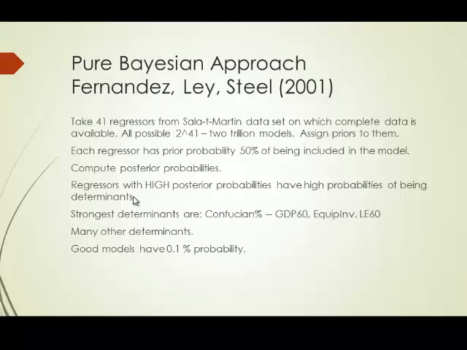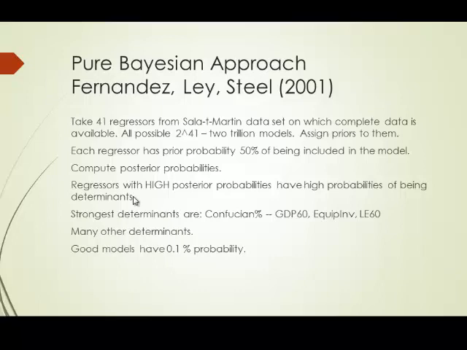So he comes up with posterior probabilities, and he finds out that there are 3 variables which are strong determinants, actually 4. One is the percentage of Confucians in the population. The others are GDP 60, equipment investment, and life expectancy. These are the strongest. These are the ones which receive the highest posterior probability.